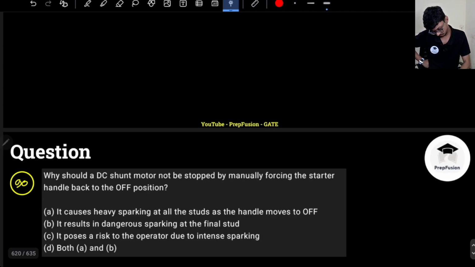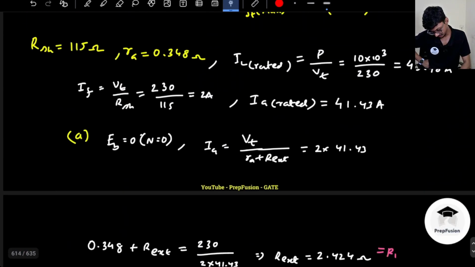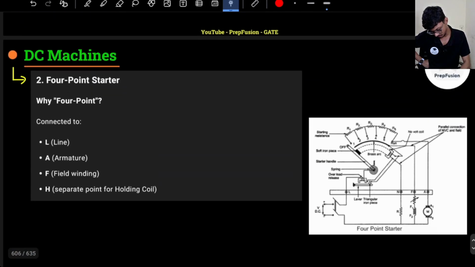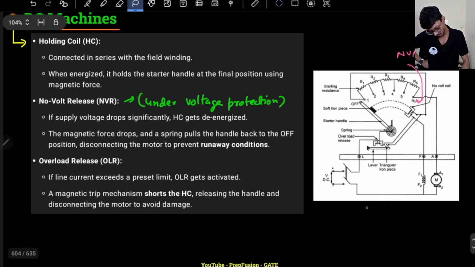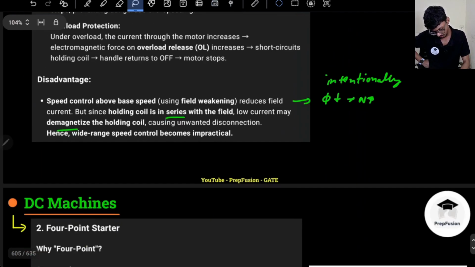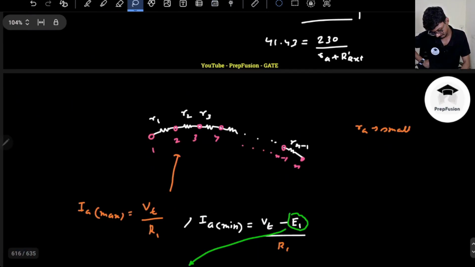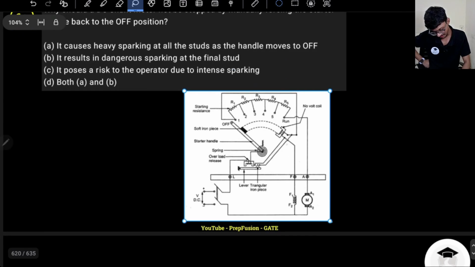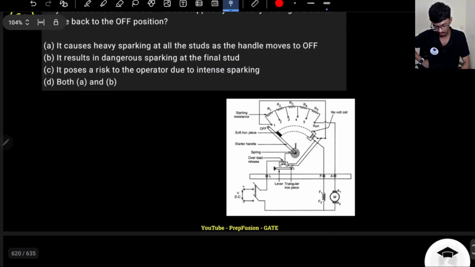Maybe because if you see, if I bring back the starter, this is the 4-point starter. So basically, our working point of the starter is from position 1 till the run position. We never put it in the off position. Why? Because let's say the motor is running, it is in the run position, this handle is in position 2, and I take it to the off position.